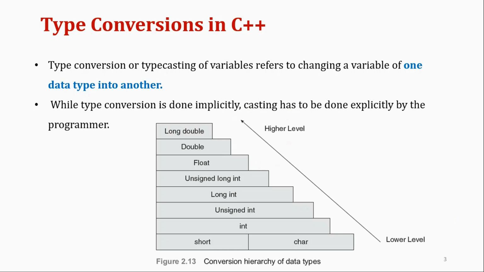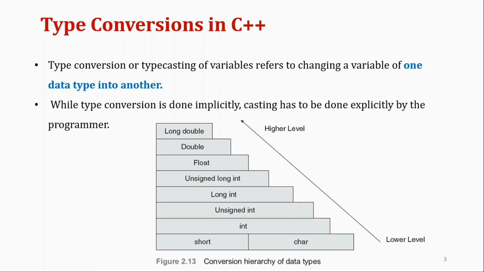Let us see what type conversion is. Type conversion in C++ is changing a variable of one type to another type, or one data type to another type of data. That is what type conversion is. We call that type casting too. While type conversion is done implicitly, casting has to be done explicitly by the programmer.